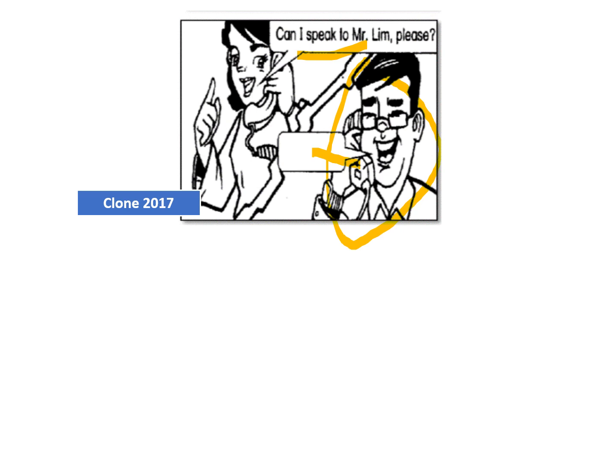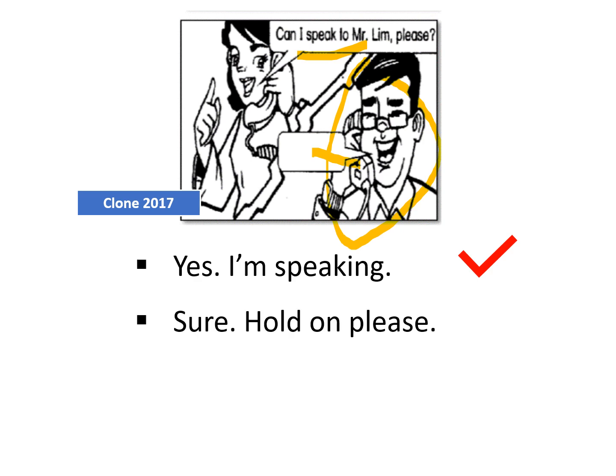Lim, what should he answer? Right? So let's look at some options, some selections of answer that I've given you, and then we'll decide whether it's correct. First, "Yes, I'm speaking." Is this answer correct? Yes, it's correct because this man, he can be Mr. Lim.